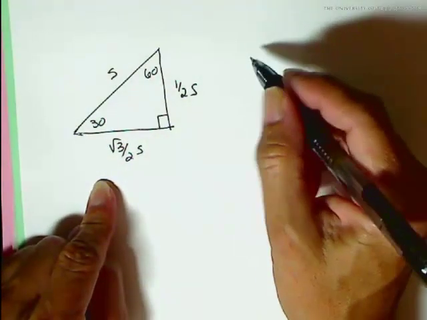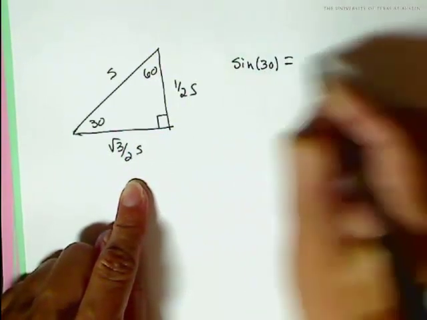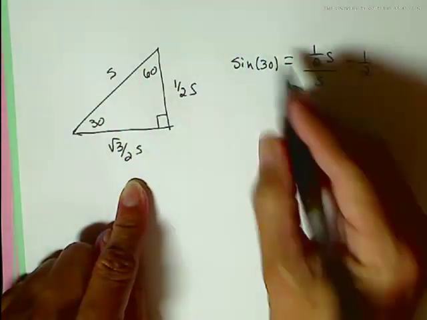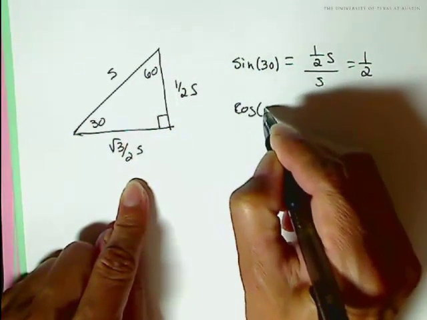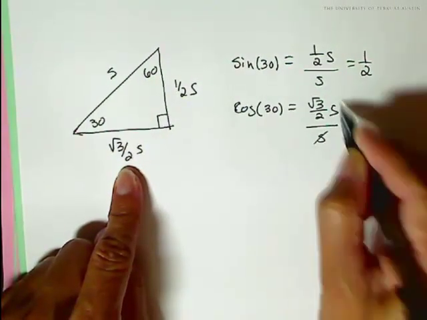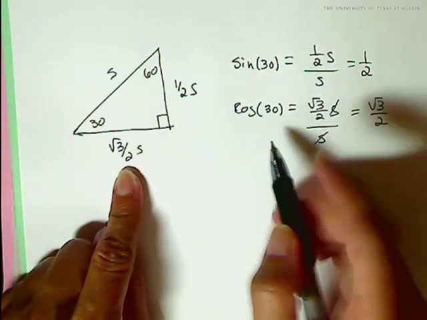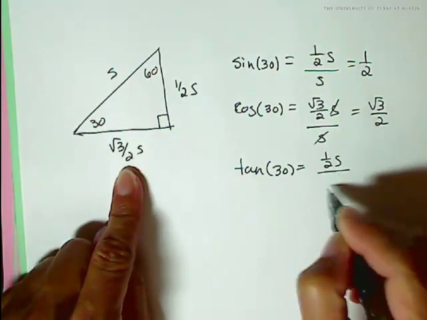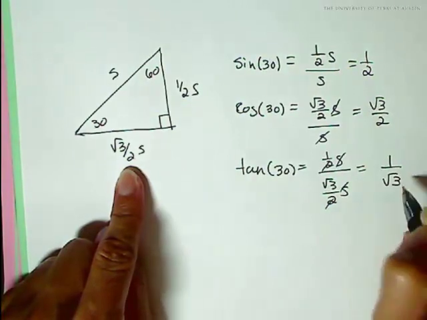Okay, so now it's going to be pretty straightforward to find my ratios here. So the sine of 30 is going to be equal to 1/2 s over s, or 1/2. The cosine of 30 is going to be the square root of 3 over 2 s over s, or the square root of 3 over 2. Notice it doesn't matter what my s is, it's just the ratio. The tangent of 30 is going to be 1/2 s over the square root of 3 over 2 s, or 1 over the square root of 3.